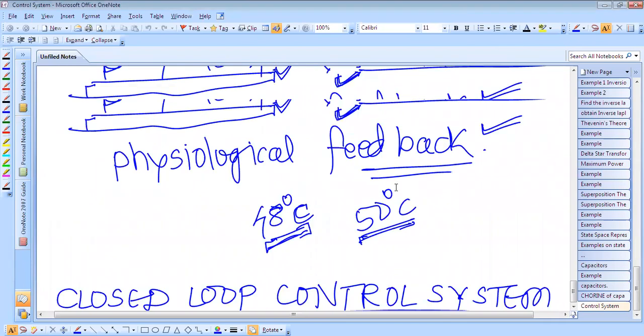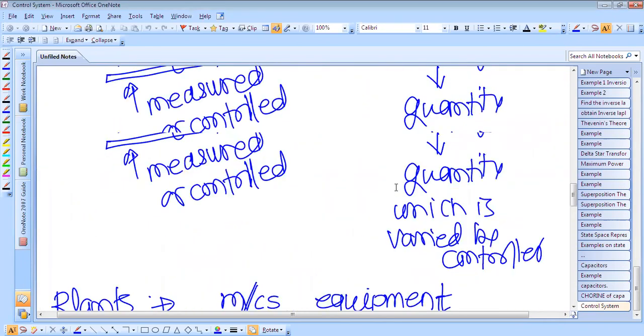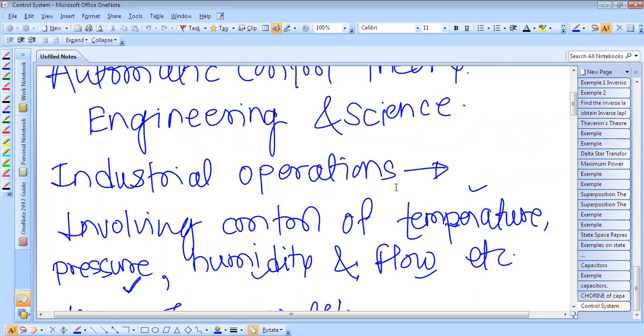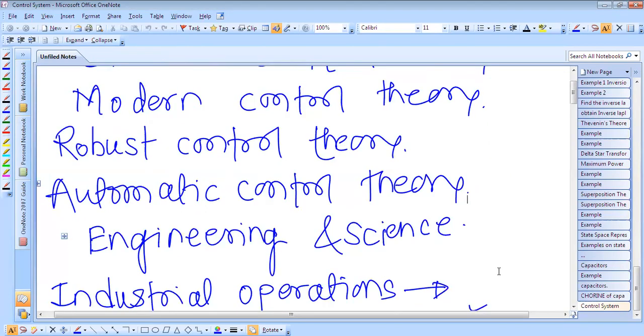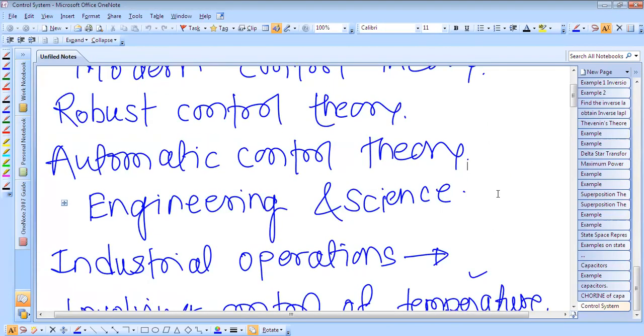We have been discussing control systems, and yesterday we saw these theories. We discussed classical control theory and how these theories evolved over the centuries: classical control theory, then modern control theory, robust control theory, and automatic control theory. These theories find applications in engineering and science.